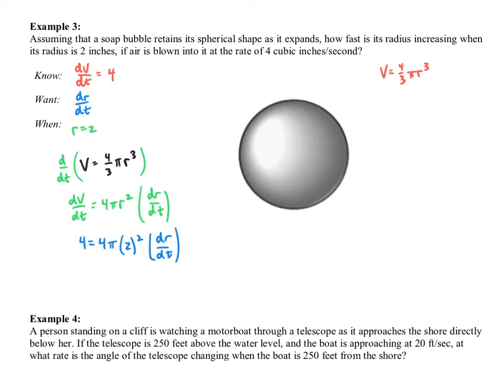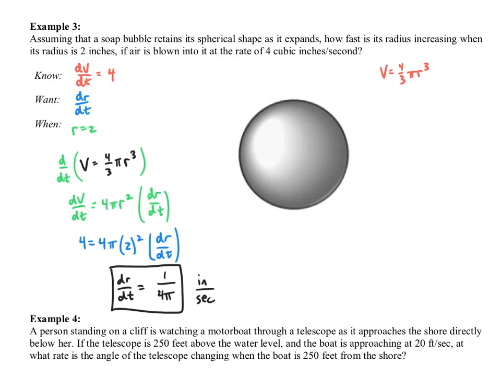And so if we're able to balance this off and solve for dr/dt, we end up getting 1 divided by 4 pi. And again, if we were to look at the units for the dr, the radius is going to be inches. And then the time t would be in seconds.